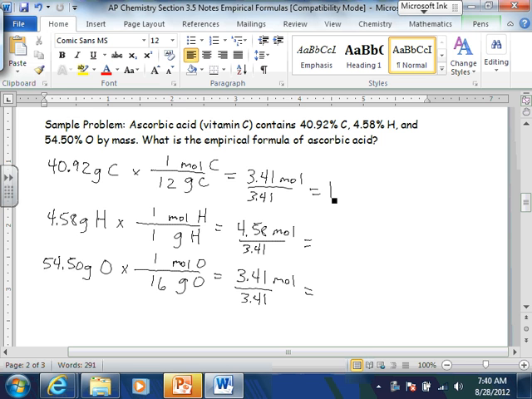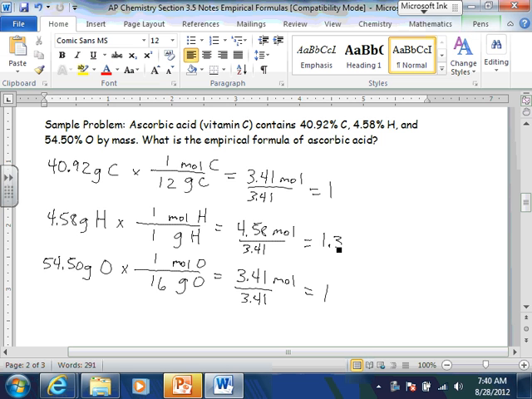This is going to be 1. This is going to be 1. And we take the 4.58 divided by 3.41. Okay, well that's an interesting number. It's about 1.3, which you're going to get sometimes when you do these. You might get 1.3, you might get 1.6. There are certain other decimal numbers that you might get that are not whole numbers, okay?